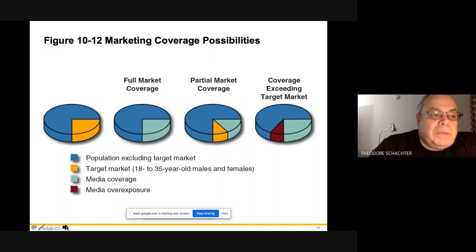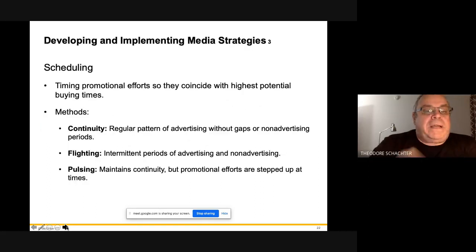So it's very important to limit the waste, but understand you can't eliminate it. Okay, so we're going to do also the three types of scheduling. So scheduling is continuity, flighting, and pulsing.